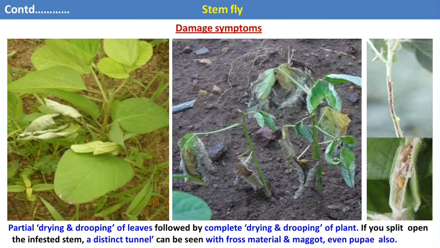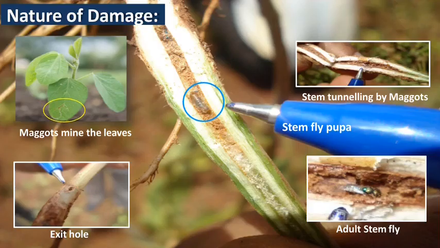If you split open the infested stems, a distinct tunnel can be seen with the frass material, the maggots, and even the pupae inside the stem. That is the infestation of the stem fly in the soybean crop. In this slide, we can see the stem fly pupa present on the inner side of the stem after cutting the infested stem. Then stem tunneling by the maggots and the adult stem fly can also be observed in the infested stems, and maggot mines on the surface of the leaves at the initial stage.